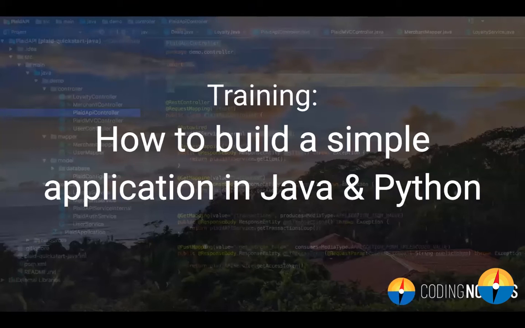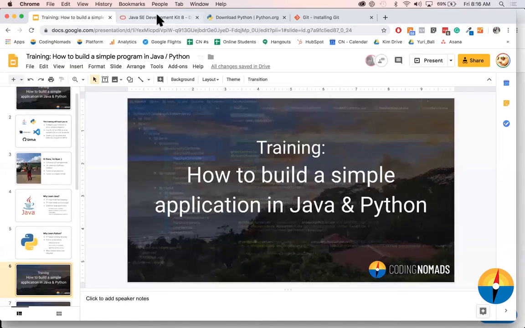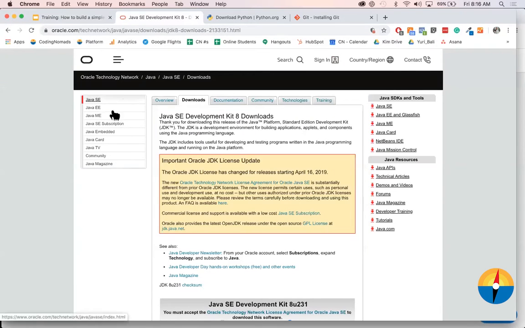So let's jump into a little bit of this training here. What I'm going to do is show you what you need to download and install on your computer to get started, right? For this training, we're going to be using Java, Python, and Git. And this is all you really need to get started.